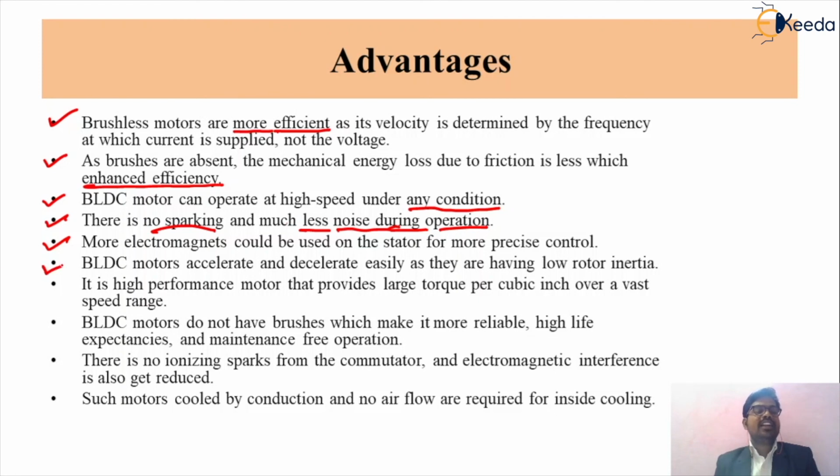So friends, the next advantage will be that the BLDC motors accelerate and decelerate easily, as they have a low rotor inertia, because in concern with the rotor construction we are using the permanent magnet, and these magnets are made up of neodymium type of magnetic material. Okay. Then the next advantage of the BLDC motor is that this type of motor will provide a very high performance, and the value of the torque which will be produced by the BLDC motor is high per cubic inch over a vast speed range.